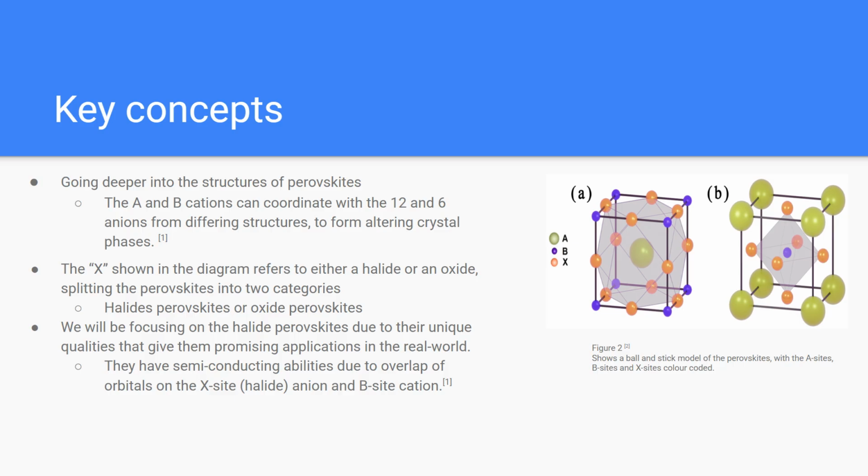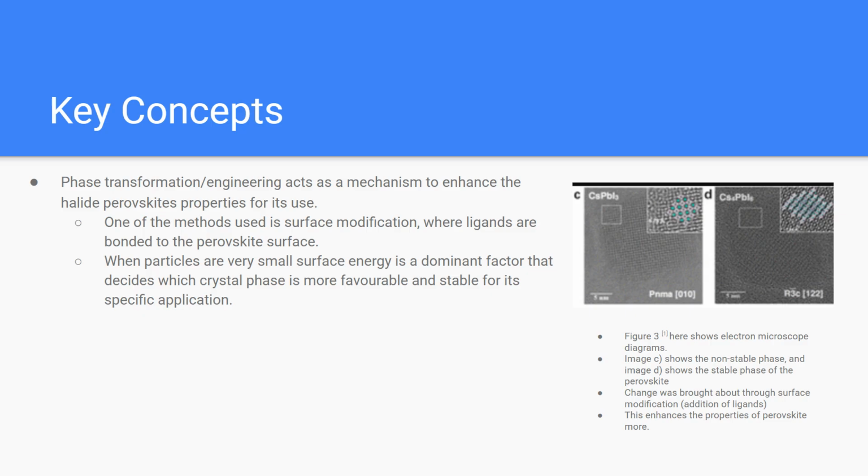On this diagram on the right here, we can see the ball and stick model of perovskites, and the X just refers to either a halide or an oxide, and we will be focusing on the halide perovskites due to their unique qualities that give them promising applications to the real world, such as semiconducting ability, which is brought about through overlapping of p orbitals in the X side anion and the B side cation. And phase engineering plays a part here as it acts as a mechanism to enhance its properties.